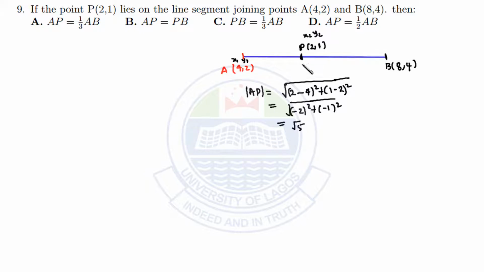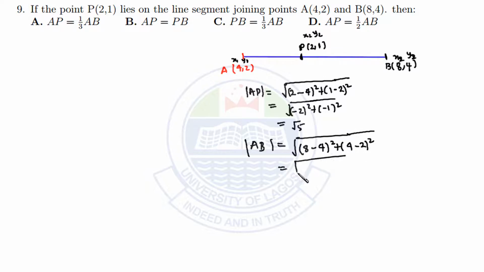And let's try to calculate the distance between A and B. Let's call this one x1, y1, and this x2, y2. You can actually take it any way around; you can call this x2, y2 or x1, y1, you still get your answer, so you can just take it in any order. So here we have 8 minus 4 all squared, plus 4 minus 2 all squared. This is the square root of 4 squared, which is 16, plus 2 squared, which is 4. That means we have the square root of 20, which can be written as 2 times the square root of 5.